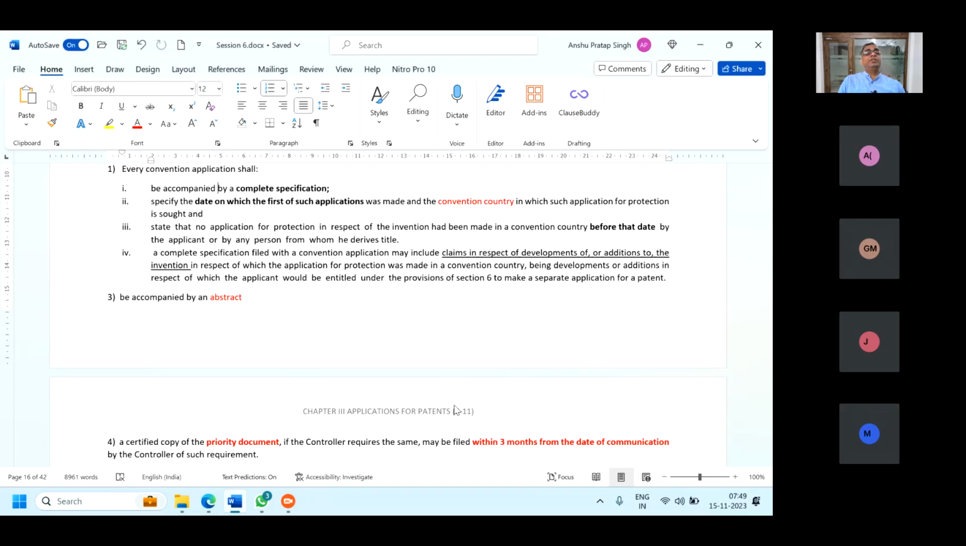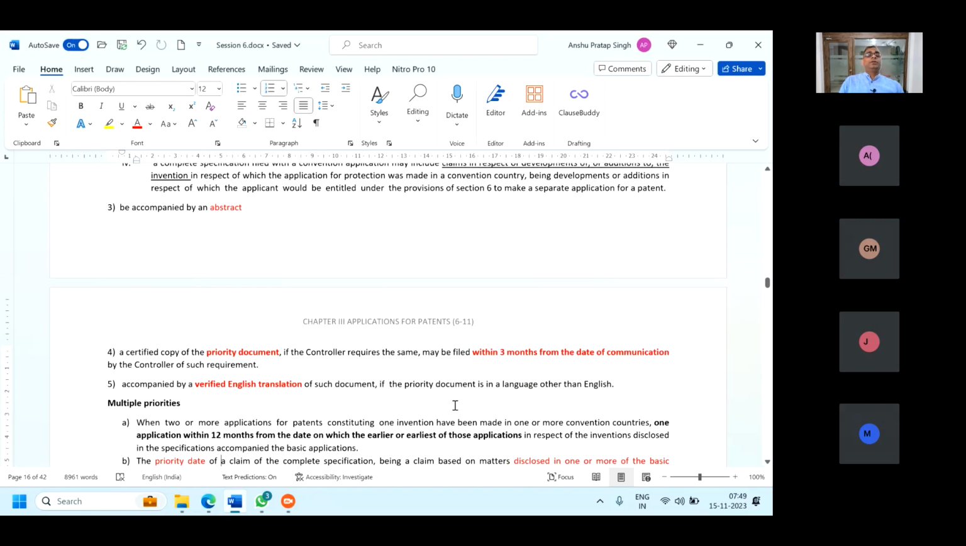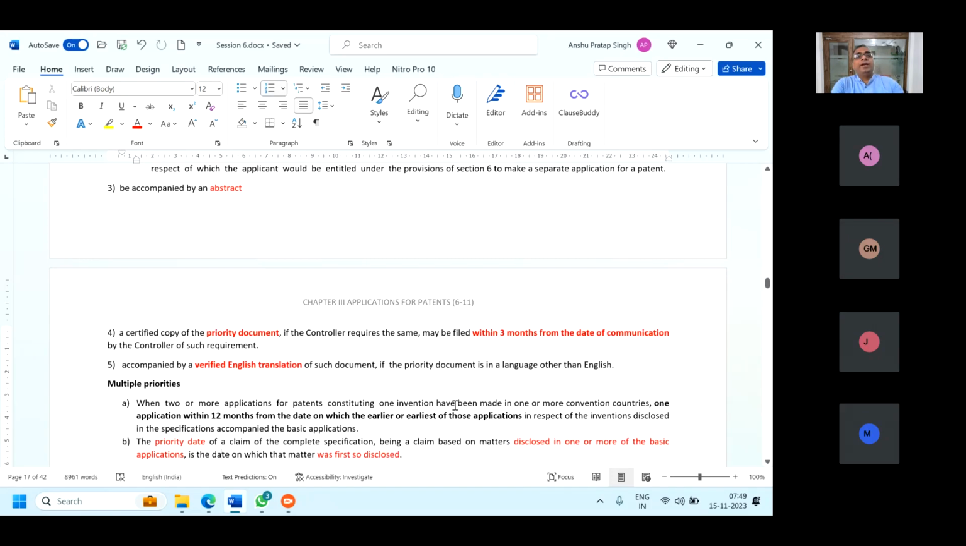Now it says that there has to be an abstract. Then a certified copy of the priority document should be communicated to the controller within 3 months from the date of communication of the controller for such a document. If the controller says to share the certified copy of the priority document, you have 3 months to share that certified copy with the controller.